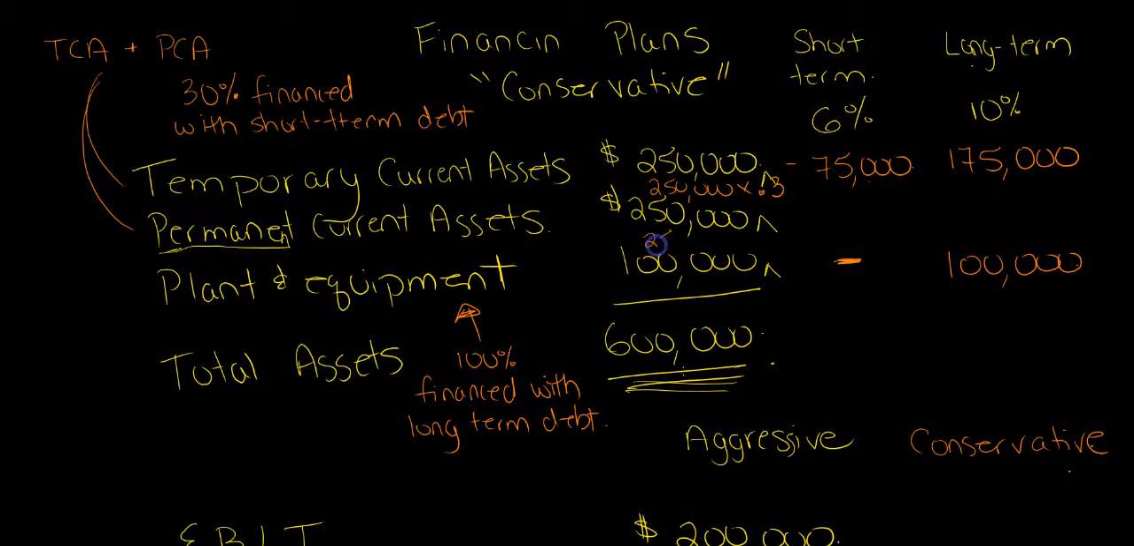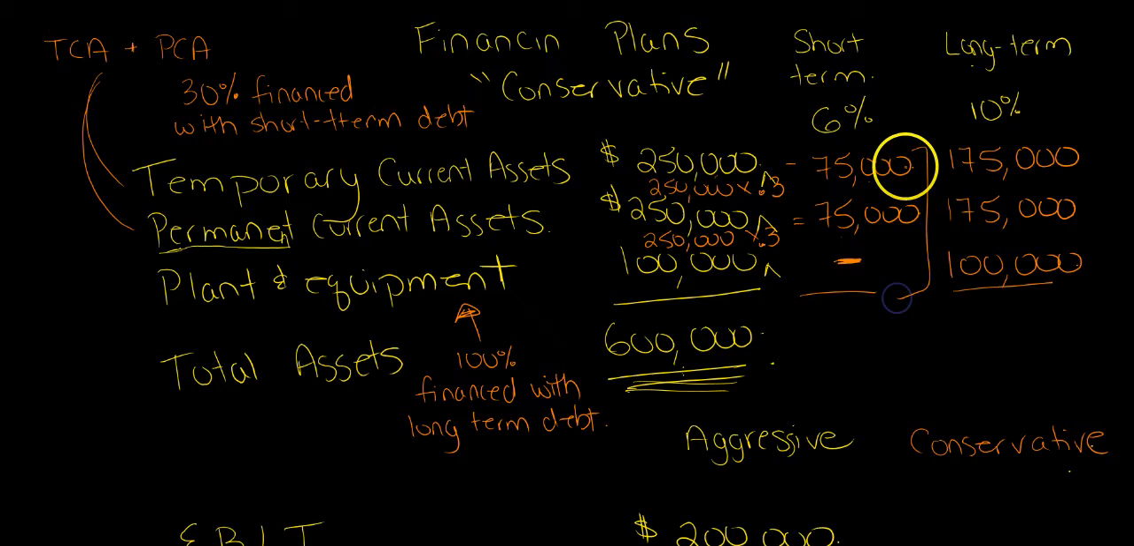And I'll do the same thing down here. I'll take my permanent current assets and multiply that by 0.3, and that gives me 75,000. And then 250 minus 75 is 175. What I'm trying to make sure is that the long-term and short-term equals the total assets. And we'll do it down here as well. So 75 plus 75 plus 0 is 150. And 175, 175, and 100 is 450.